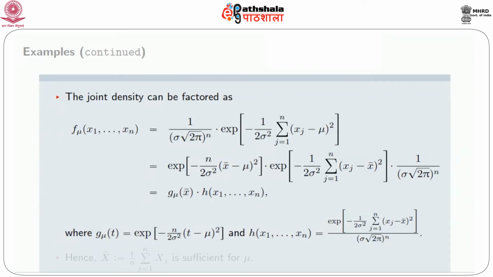Note that g_mu(t) depends on the unknown parameter mu and the original observations x1, x2, ..., xn only through t, and we write h(x1, x2, ..., xn) as e to the power minus 1 by 2 sigma square summation j from 1 to n (xj minus x bar) square divided by (sigma root 2 pi) to the power n. h(x) is independent of the unknown parameter mu, and hence by the factorization theorem x bar, which is 1 by n summation over j from 1 to n xj, is sufficient for mu when sigma square is known.